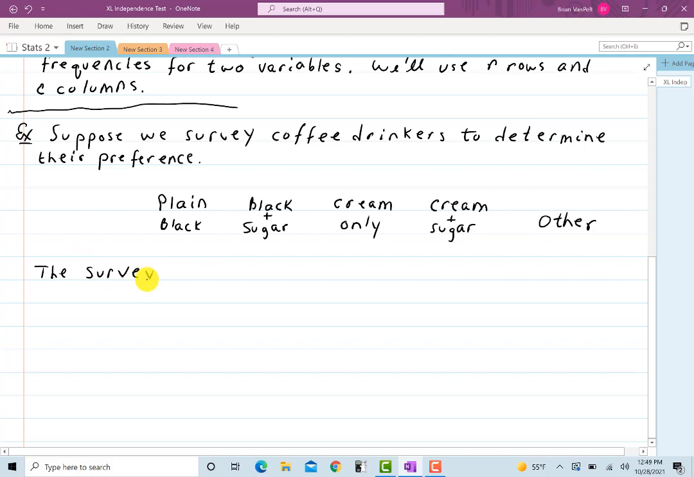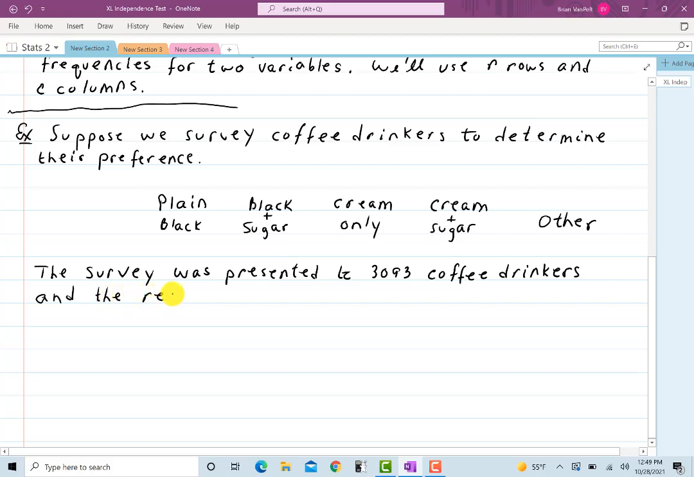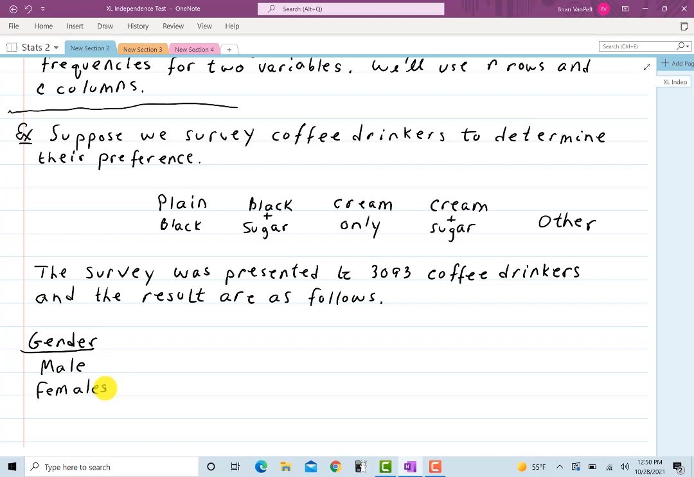The survey was presented to 3,093 coffee drinkers and the results are as follows. So this was broken down between males and females. So there's one variable right there. Gender is a variable. You could possibly give it numerical values by saying that males were worth, say, 1 and females were worth 0, or vice versa. It really doesn't matter.